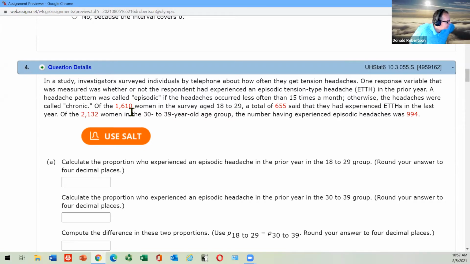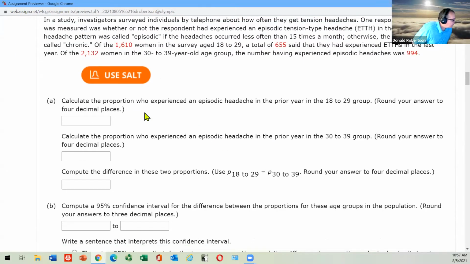Okay. 1,610 women in a certain age group, 655 of them. So that's going to be my P1 data, 655 out of 1,610. And then if I read over a little bit further, the other group was 994 out of 2,132. So that's going to be my second group. And we're being asked to calculate a confidence interval. Calculate the proportion for this one, the proportion for that one, and then compute that one. And then a 95%. So a lot of stuff going on here. Let's just use SALT to do it all for us then.